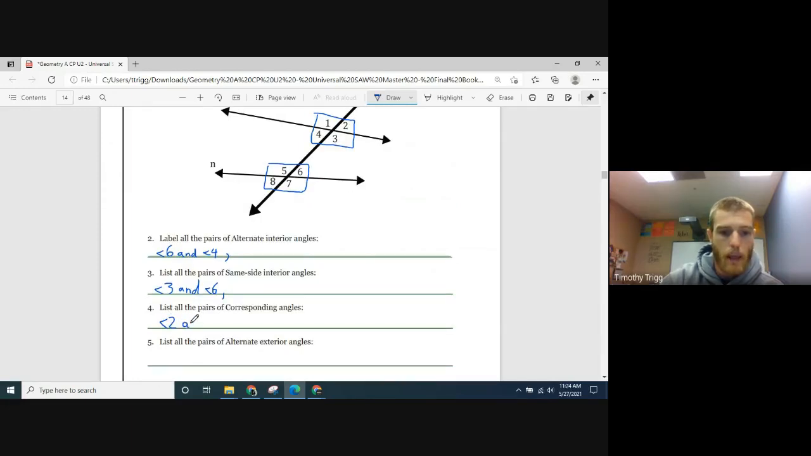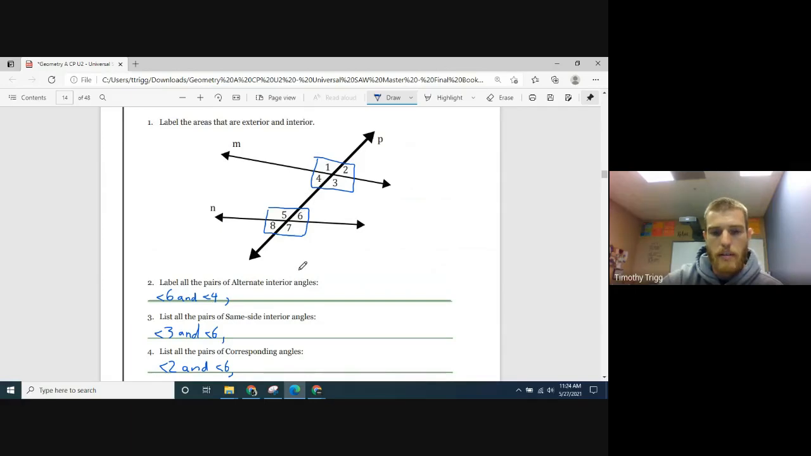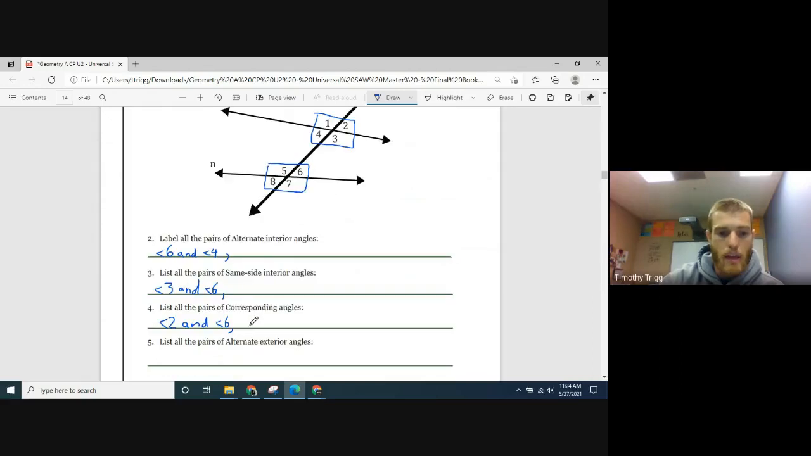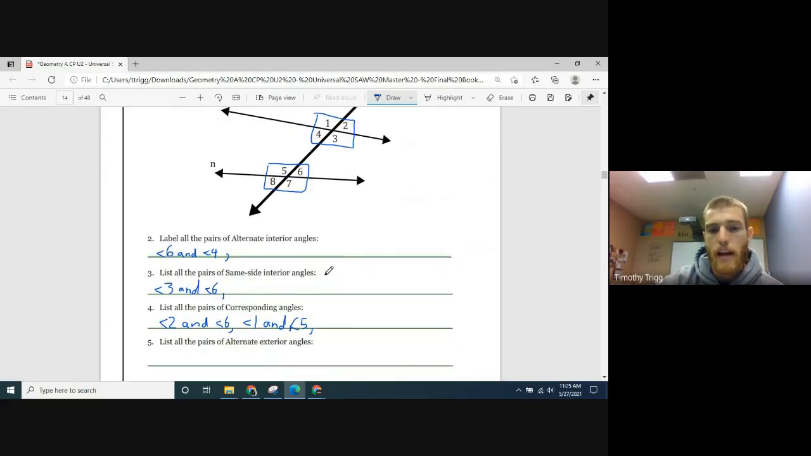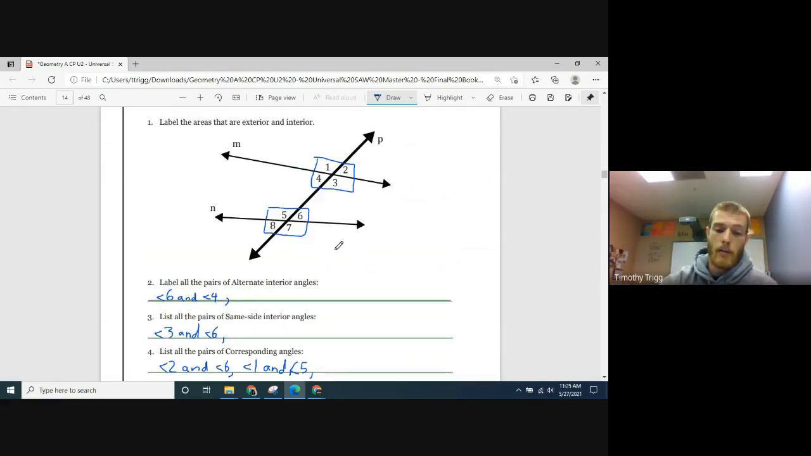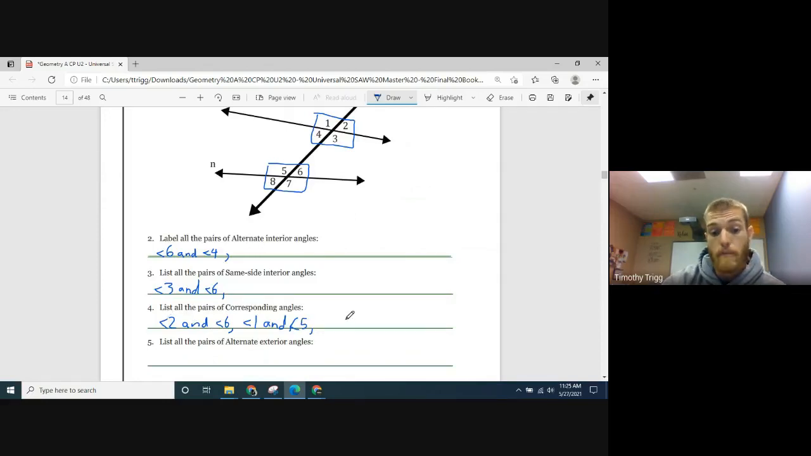Angle 2 and angle 6. What would be another pair of corresponding angles? Well, 1 with 5. So angle 1 and angle 5 makes another pair of corresponding angles. See if you can find 2 more pairs of corresponding angles. There should be, in total, 4 pairs of corresponding angles. See if you can write them all.